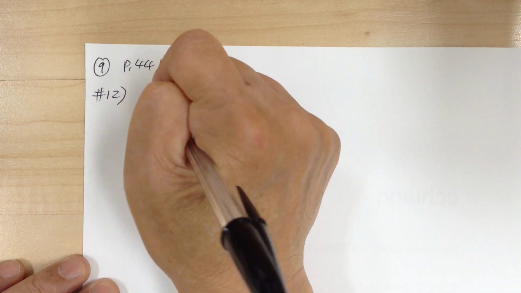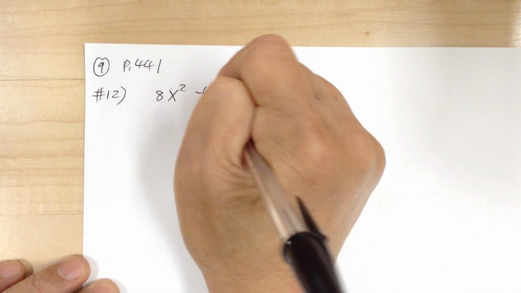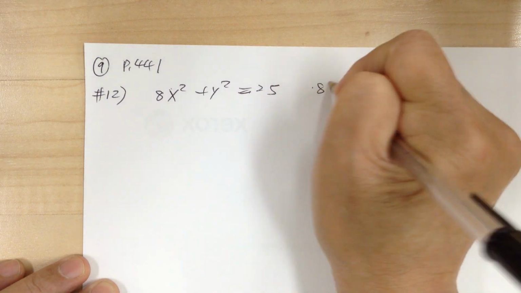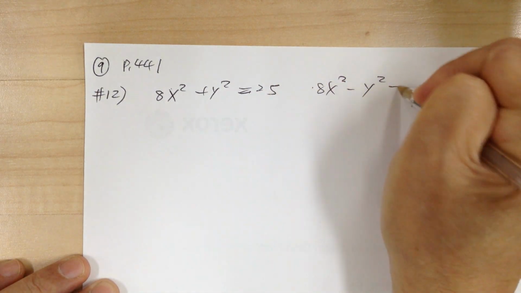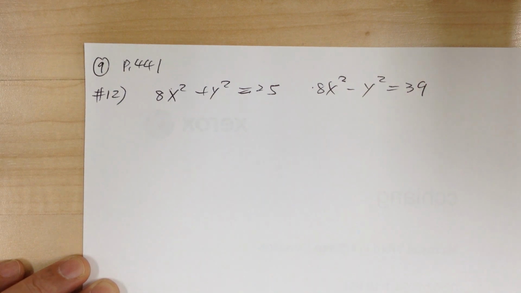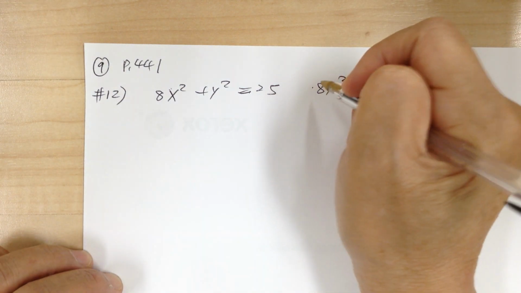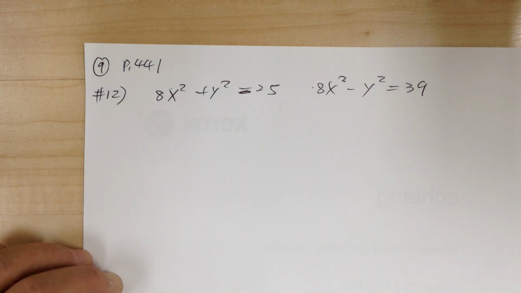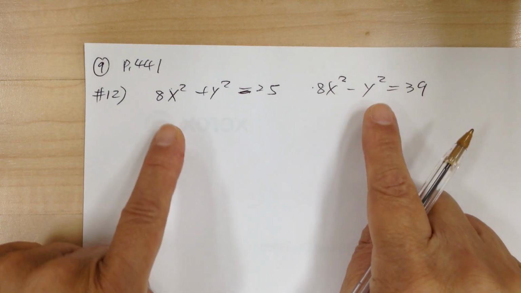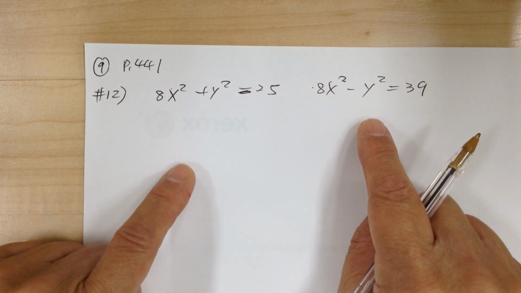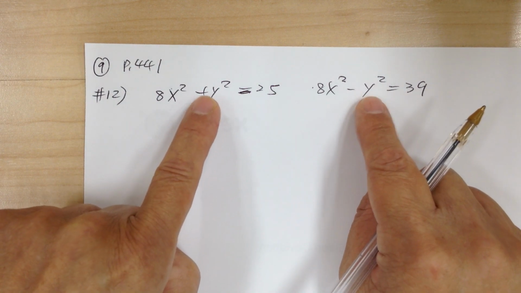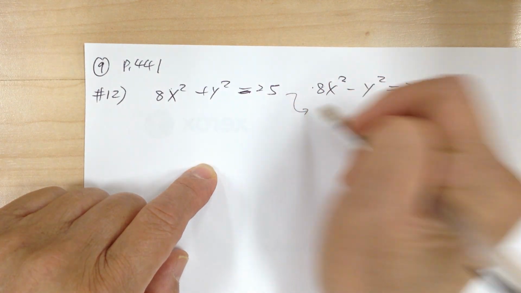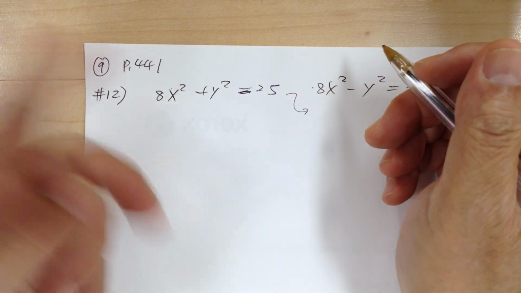Okay, so this one you have to solve. You got 8x squared plus y squared equal to 25, and you have 8x squared minus y squared equal to 39. When you're solving a system of equations, you want to use either substitution or elimination, depending on the equation. If they look alike, then use elimination. Both of these already have opposite terms, so what you want to do is put this under here. It doesn't matter which one you put underneath.